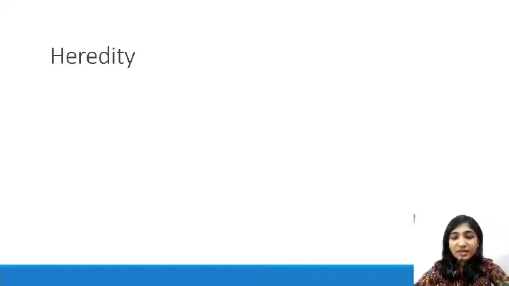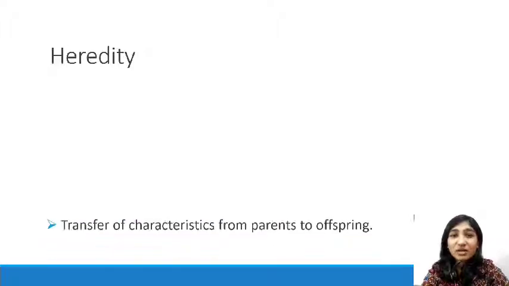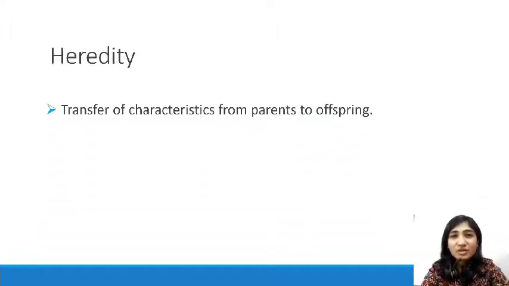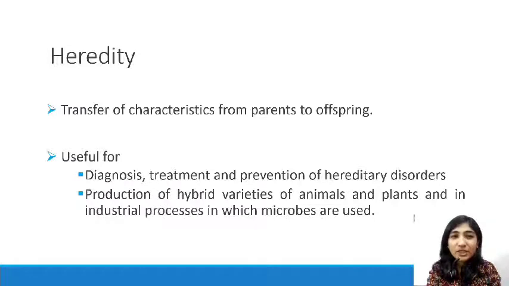So first, heredity. We all have heard about this word heredity, and we all know the concept of heredity. That is nothing but transfer of characteristics from parents to offsprings, means from one generation to next generation. And the study of heredity is useful for diagnosis, treatment, and prevention of hereditary disorders, production of hybrid varieties of animals, plants, and in industrial processes in which microbes are used. So there is a very vast use of the science of heredity.